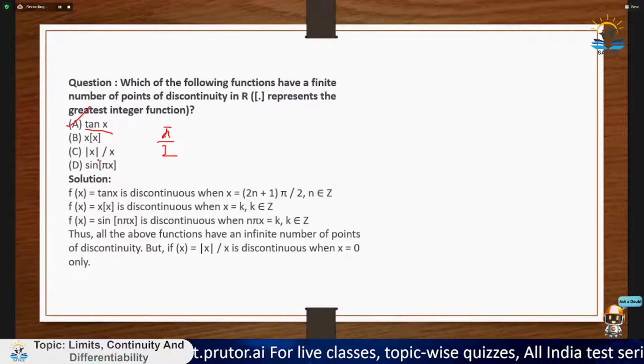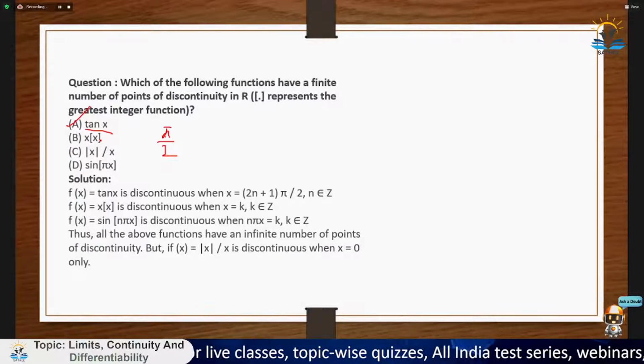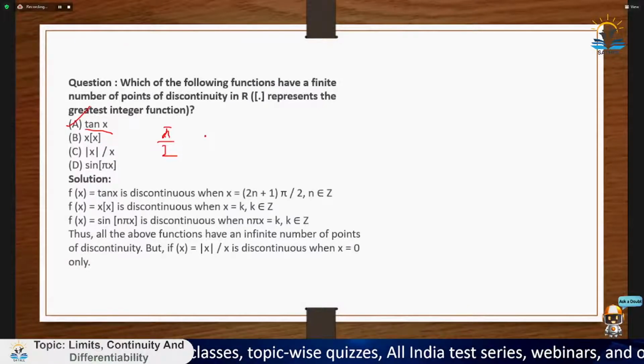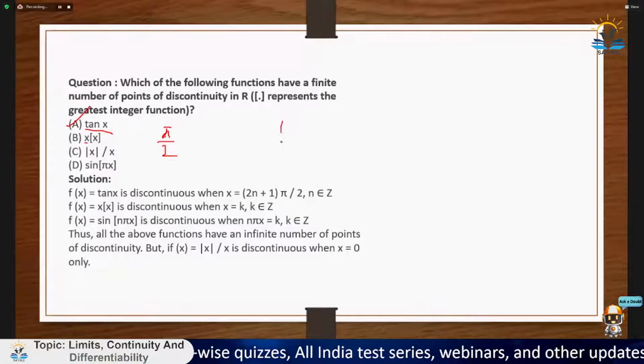So I hope you got it. Then moving on to x into GIF of x. So x into GIF of x would be discontinuous at what points? I know that my x is continuous and my GIF of x would be something like this.